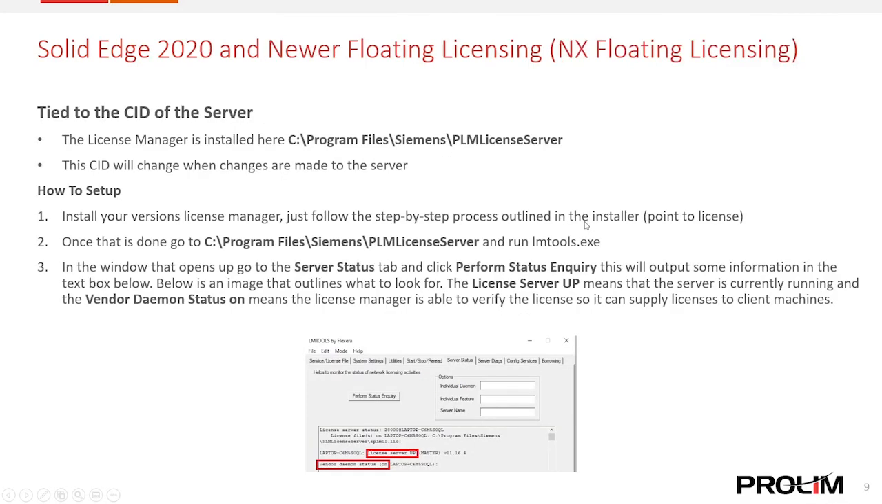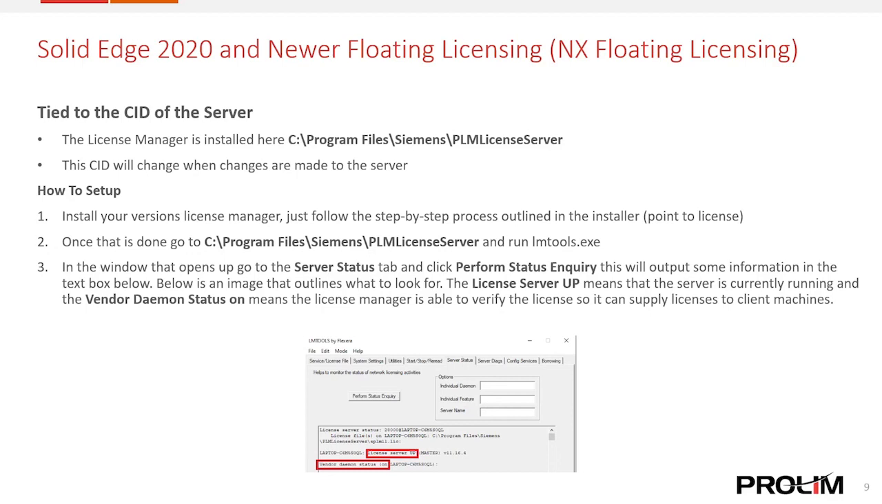And now we'll jump forward to 2020 and newer and NX floating licensing. So with these license managers or licensing systems or software, they are tied to the CID of the server. So this is the normal or just the CID, not the CID2. And this is installed at the C drive, Program Files, Siemens PLM license server folder. So this is where you'll find your LM Tools and all the executables that LM Tools uses to manage your license files.